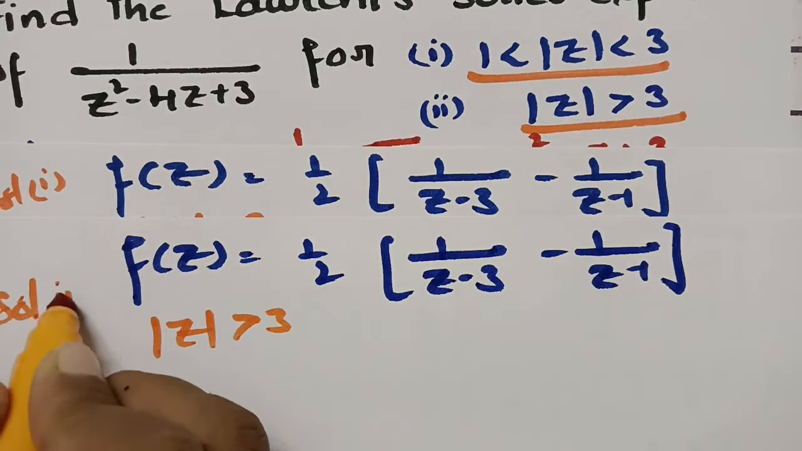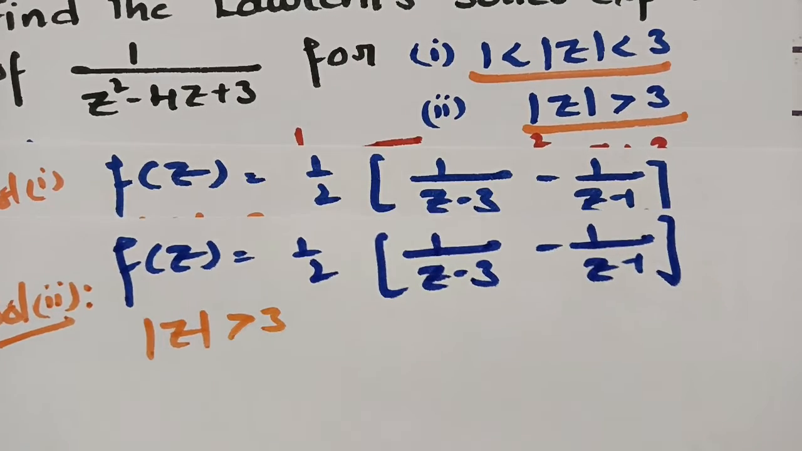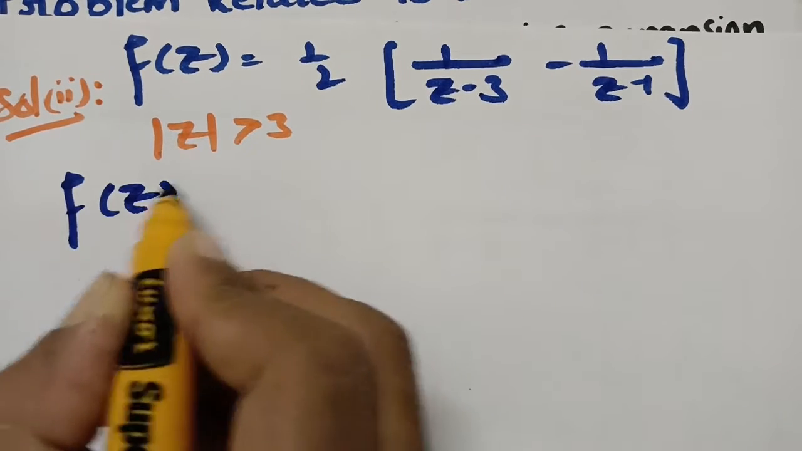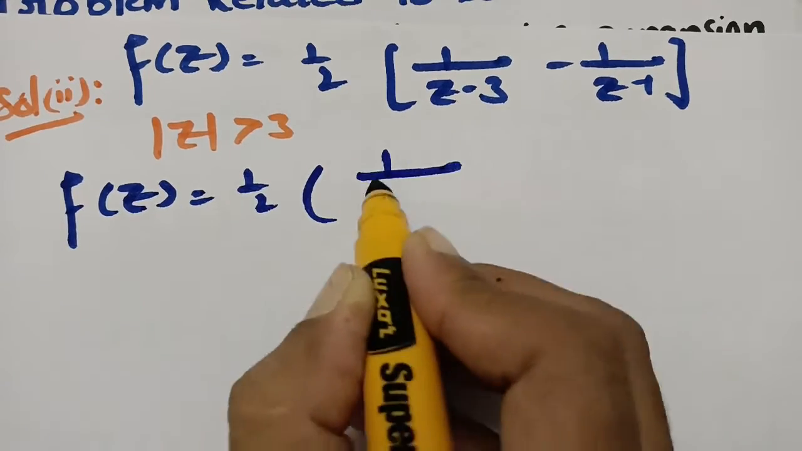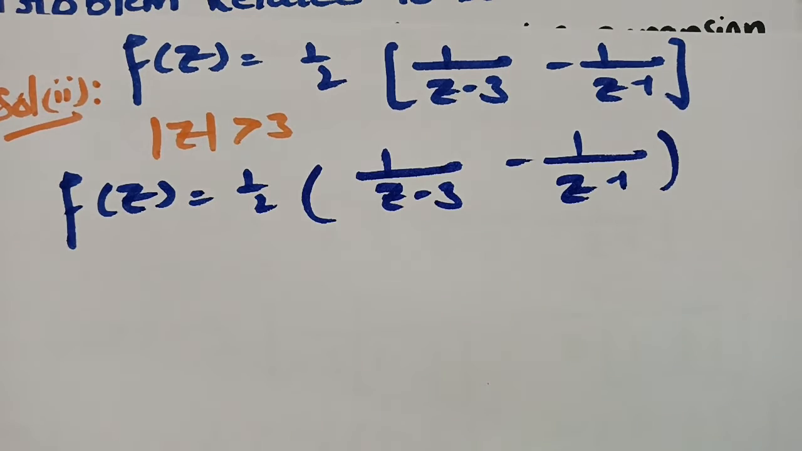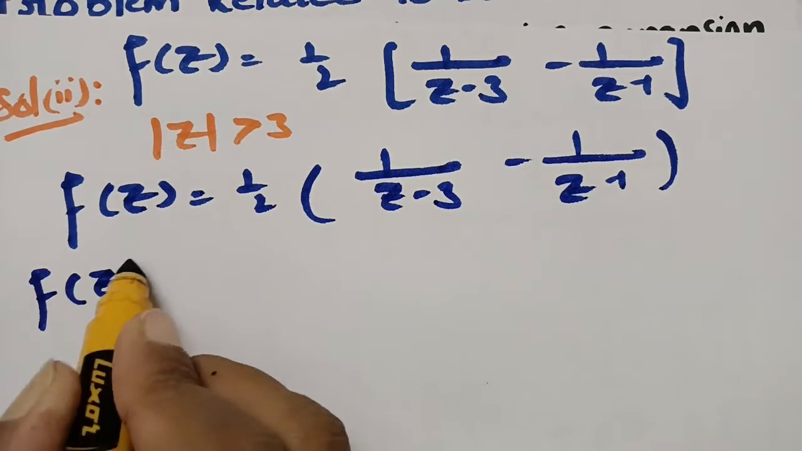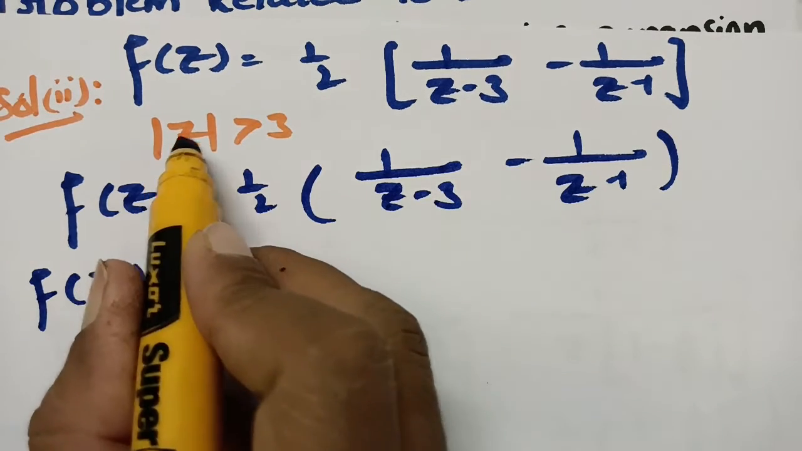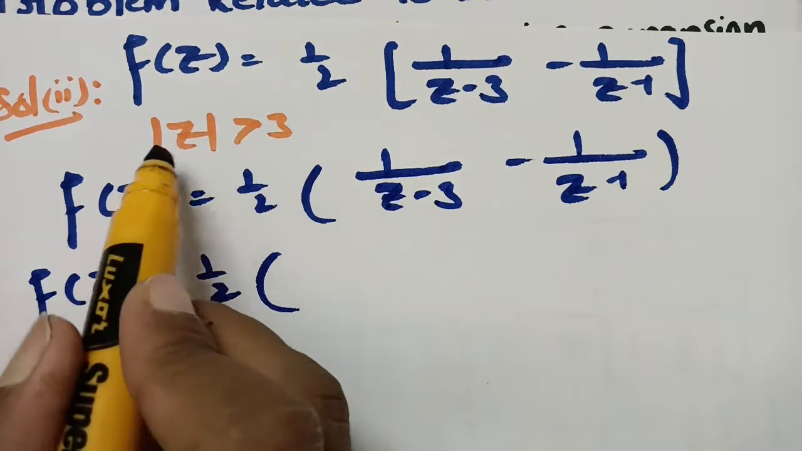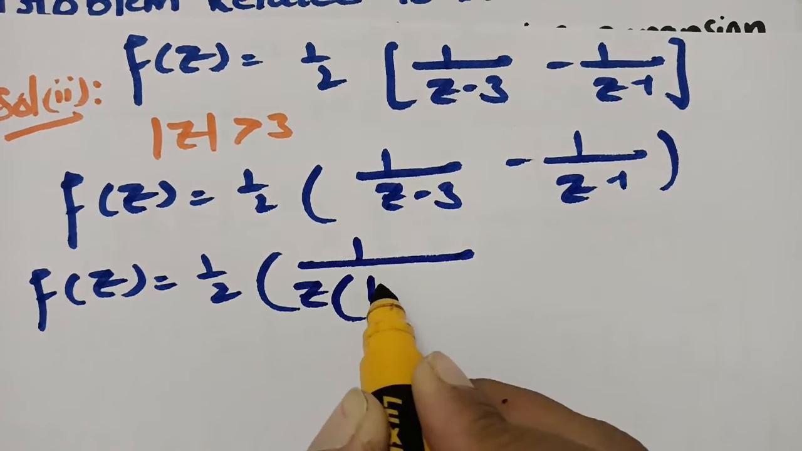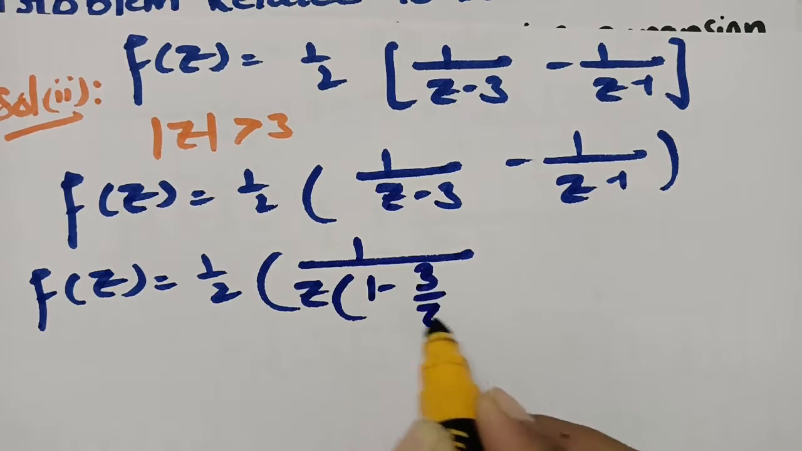So this is solution 2. For this solution, f of z is equal to half times of 1 by z minus 3 minus 1 by z minus 1. Clearly, among z and 3, which one is greater? Z is greater. So in this case, we have to take z common. That is 1 minus 3 by z.